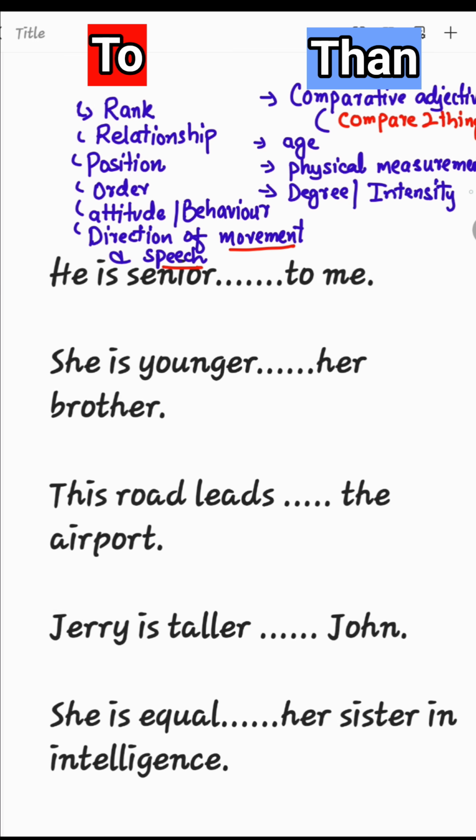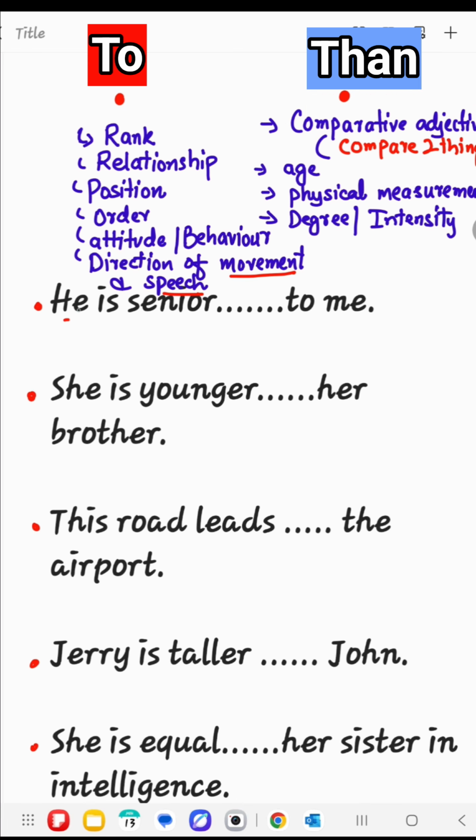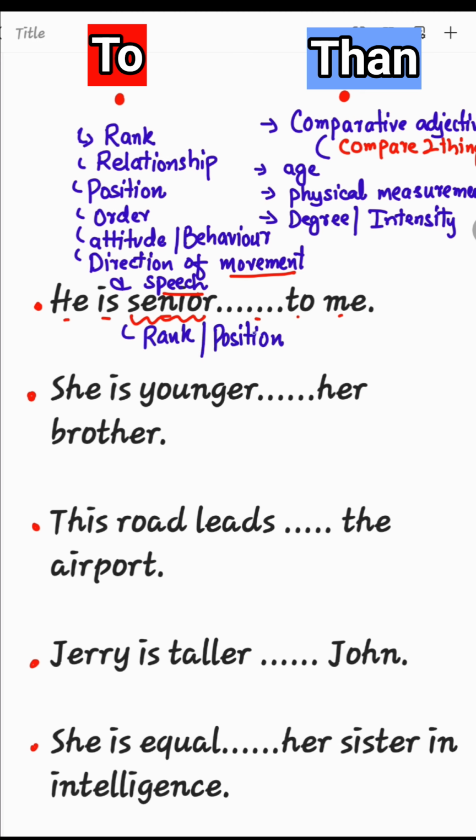So let's do this exercise, guys. The first one is: he is senior blank to me. The keyword in this sentence is senior and it shows rank or position. And also remember the trick here: words like senior, junior, superior, prior take the preposition "to". So here we use "to".